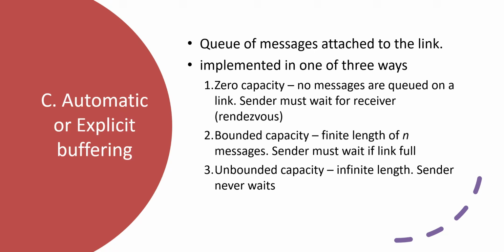The second type is bounded capacity. Here, the communication link has a finite capacity. For example, it may hold a maximum of n messages. If the link becomes full, the sender must wait. The third type is unbounded capacity. Here, the queue can grow without a practical fixed limit. Therefore, the sender does not need to wait because of a full queue. So, the three types are zero capacity, bounded capacity, and unbounded capacity. This is an important topic for examination questions.